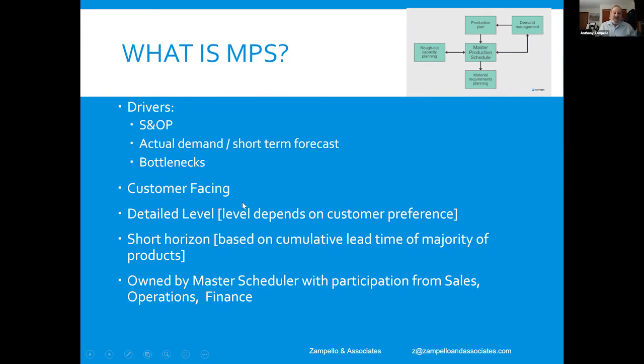The owner here is the master scheduler or master scheduling department, however you're structured, depending on how large your company is. But they have to be very closely in contact and participating with people from sales and operations and finance and engineering. When we put together a master schedule, we have to make sure it's realistic and we're going to be able to execute it. So those are the people that are all going to have a say in this.